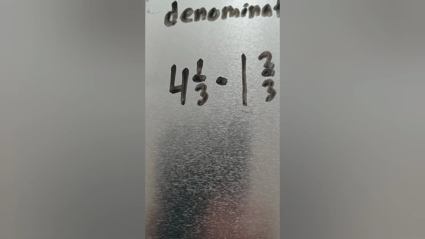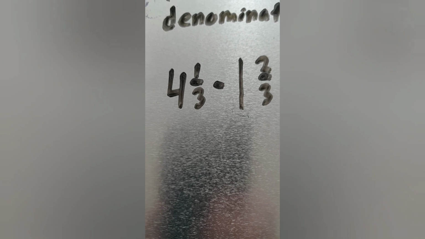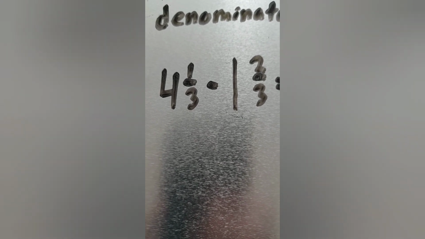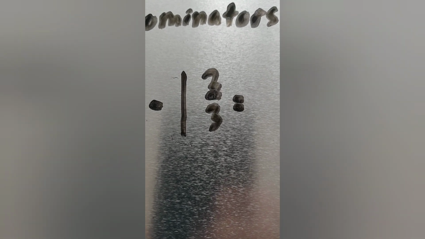So since we're starting at 4 1/3, and we're going down by 1 2/3, we're going to go down 1 whole from 4 1/3, the 1 whole and the 2/3. Because 1 2/3 means we have to go down 1 whole and then another 2/3. So when we go down from 4 1/3 by 1 whole, when we subtract 1 whole from it, it looks like that. We go from 4 1/3 to 3 1/3.